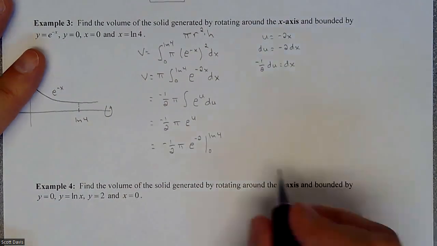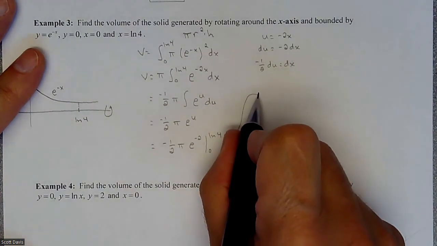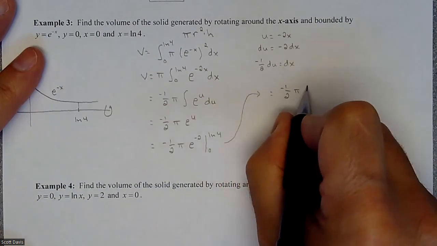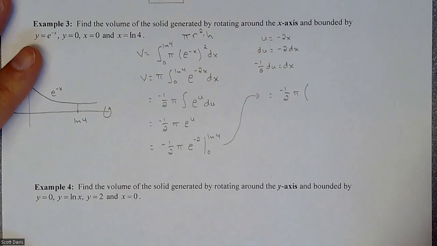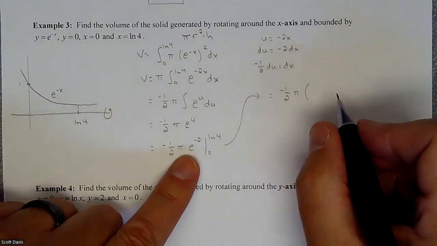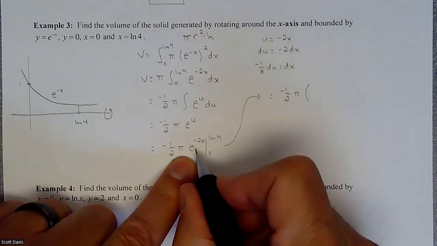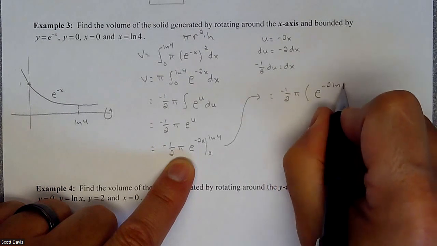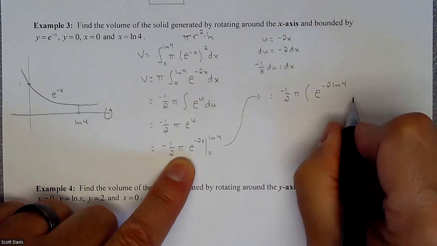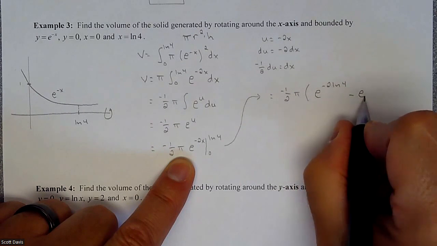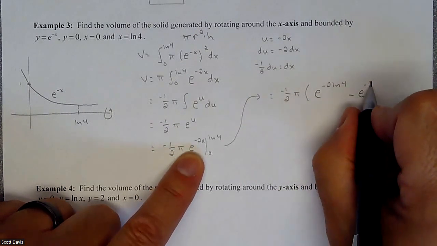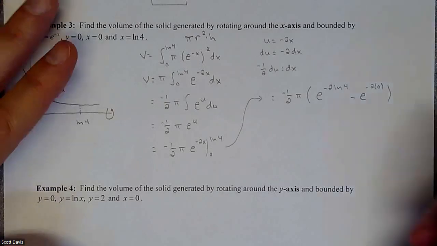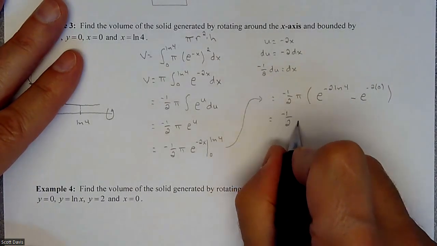All right, so the only thing left to do is just plug some stuff in. Let's figure out what our volume is. So we have a negative 1/2 pi. We can hold off and plug that in at the end, or we'll multiply it in. And so let's plug in our natural log of 4. So we're looking at e to the negative 2 natural log of 4, right? And then minus e to the negative 2 times 0. All right, so negative 1/2 pi.